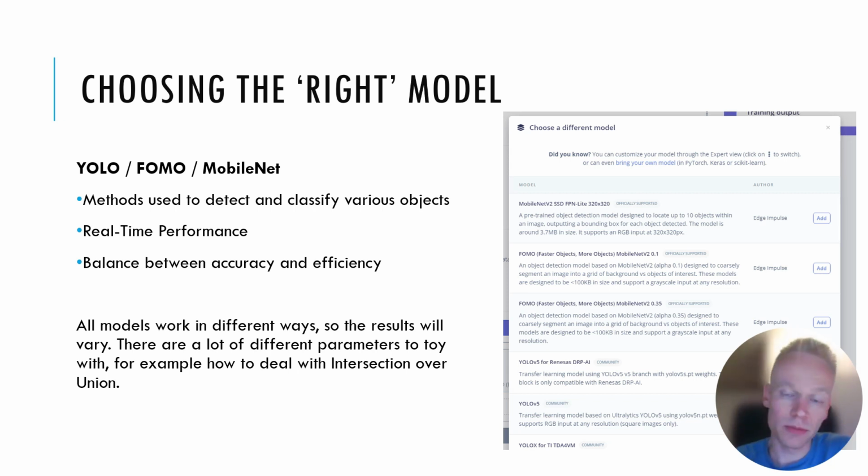Of course, you also want it to be accurate, but the more accurate you want it to be, the more powerful your hardware also needs to be. All the models work in slightly different ways, so the results will vary. There are a lot of parameters to toy with, for example, how to deal with intersection over union.